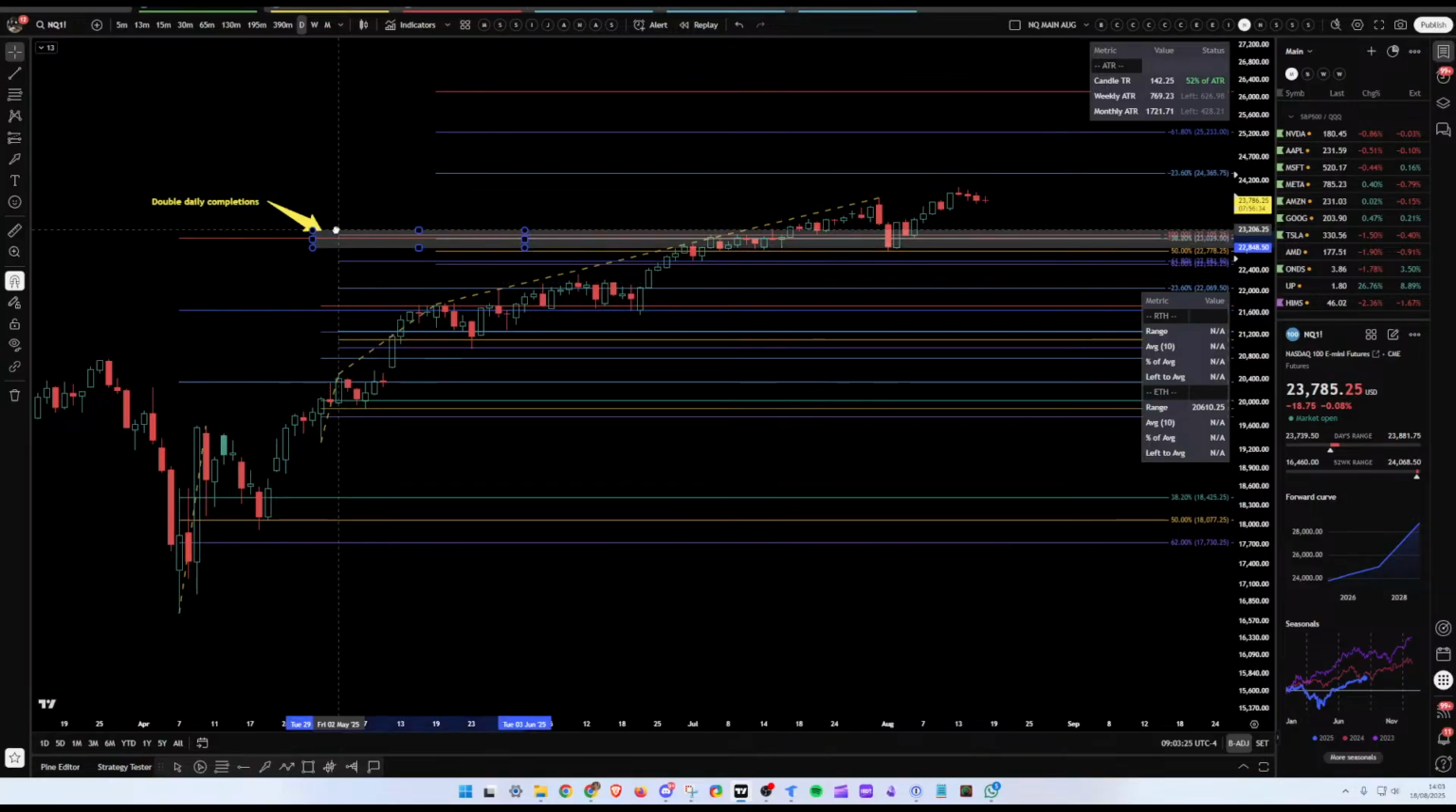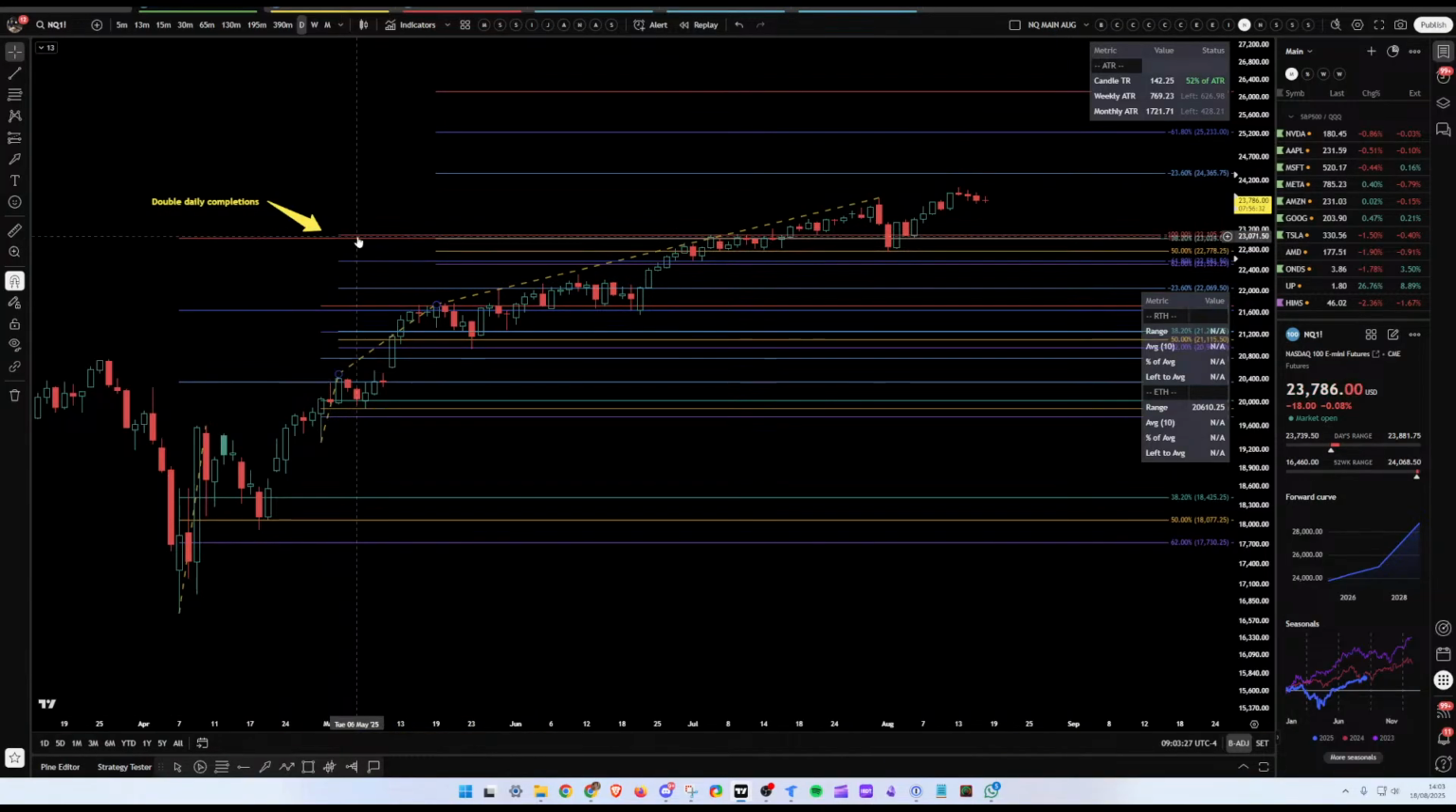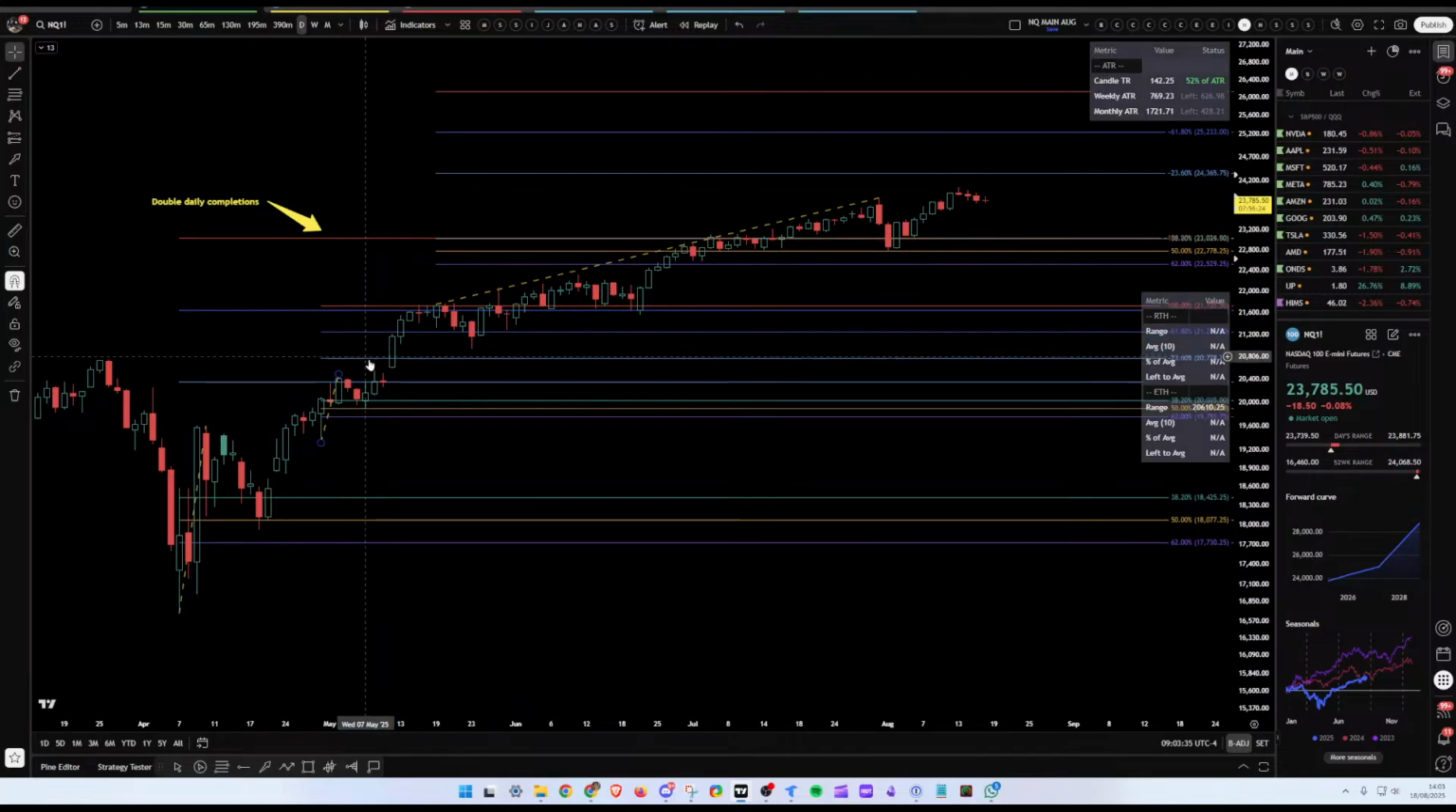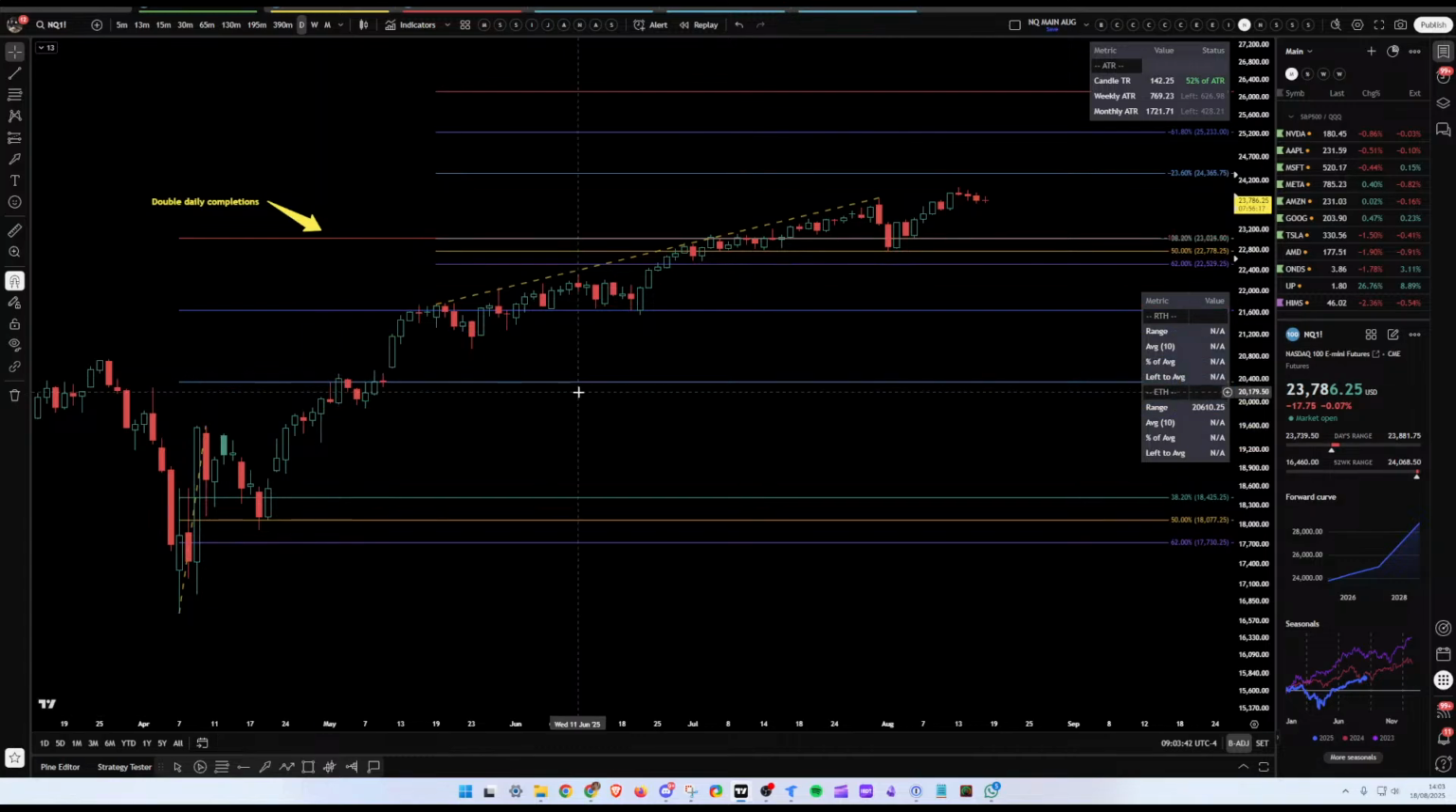And you can see I've marked here a double completion on the dailies, which pretty much lines up at 23,000, call it 100, right, with a bit of variance between those two levels. So I'm going to just remove them off my screen. I just wanted you to pay attention so you knew where they were. And I'm just going to leave what would be the next potential. This is still in play.